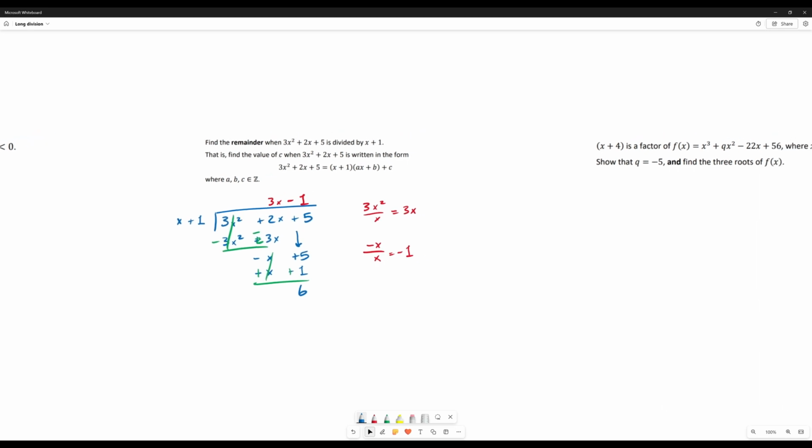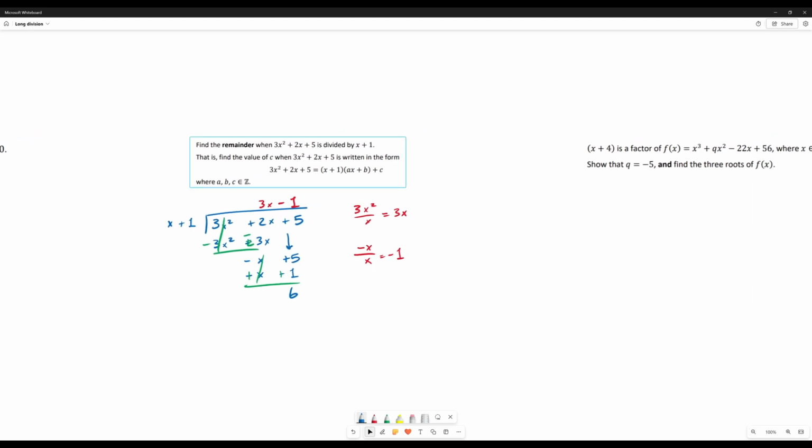Now they weirdly didn't specify that they wanted a and b, like they literally said just find the value of c, but we've actually also found the values of a and b. The value of a is 3, the value of b is minus 1. So all that, just to highlight, remember they said some gibberish. Basically what we know then is 3x squared plus 2x plus 5 is the same as the x plus 1 multiplied by 3x minus 1. I forgot the x, my apologies. Plus 6. That is what we're saying.